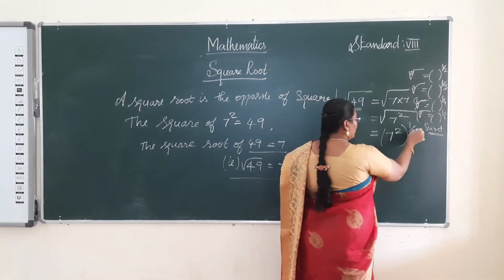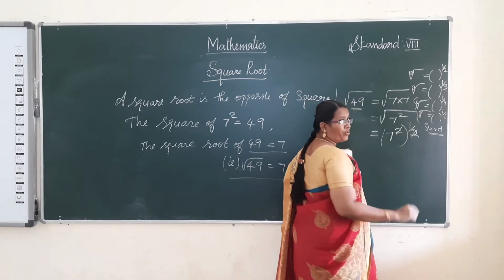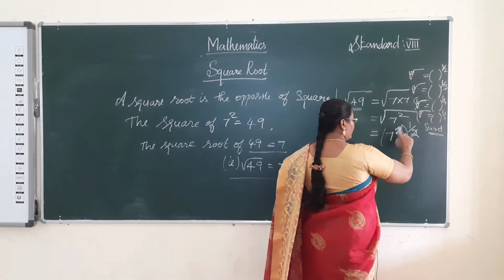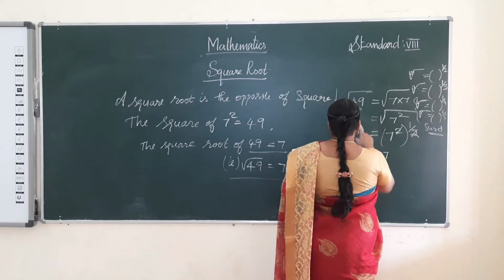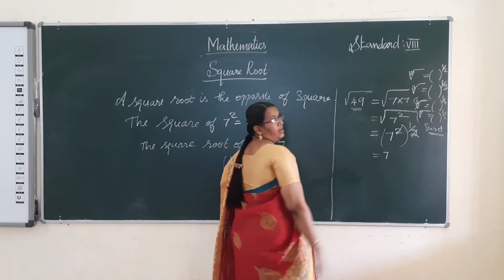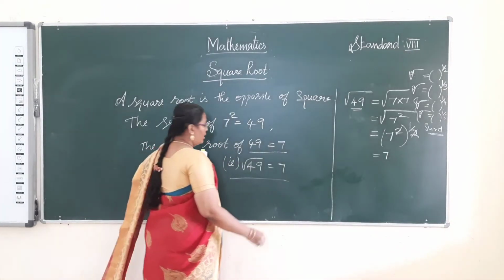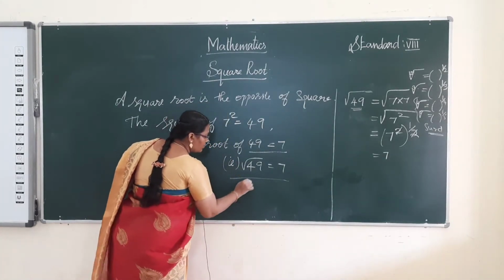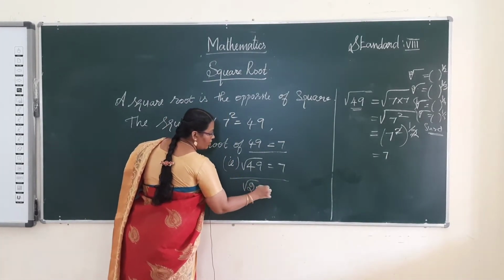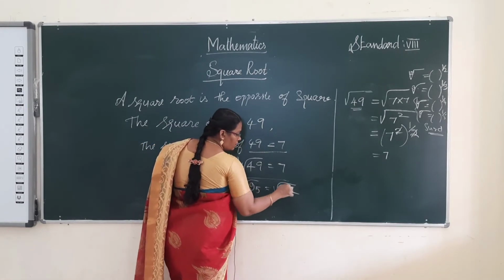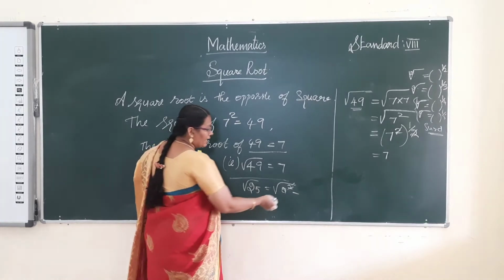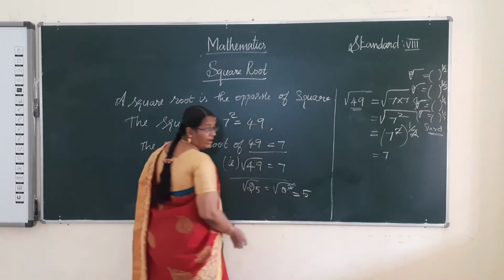The power of power rule you already know, so the 2 will be cancelled. We can write directly: the square root of 49 is 7. One more example, square root of 25. 25 can be written as 5 squared. So the square root and square will be cancelled. So the answer is 5.